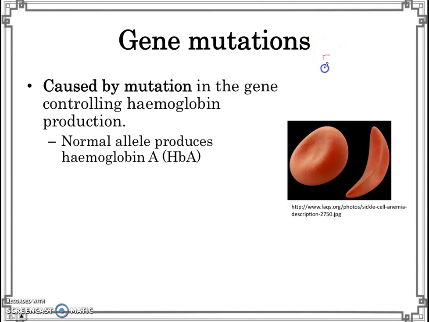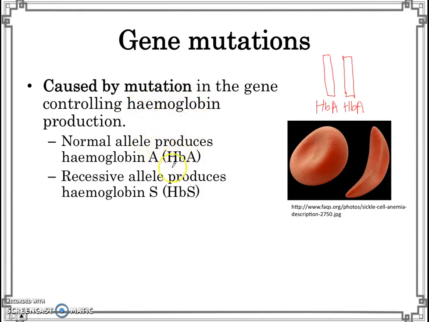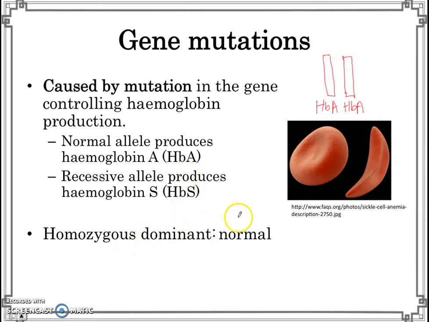Now, sickle cell anemia is due to a mutation in the gene that controls hemoglobin production. So again, each of us has 2 copies of this gene for hemoglobin production. One from our mother, one from our father. And the normal allele is called HbA. So let's imagine they have 2 of the normal alleles. Now the mutation causes this normal allele to become a recessive allele that produces hemoglobin S, a different form of hemoglobin which is abnormal. So in people who are homozygous dominant, which means your 2 copies of HbA are normal, then you have a normal phenotype.